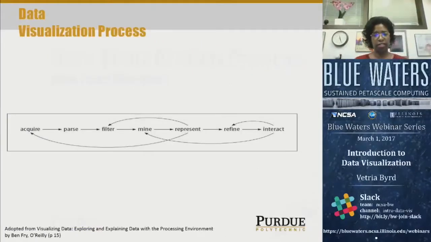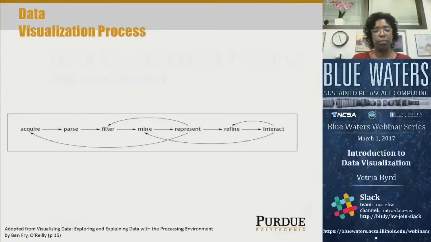So what does that process look like? This is a very good example, I think, from the book Visualizing Data: Exploring and Explaining Data with the Processing Environment by Ben Fry. This gives you an outline of the data visualization process. We're showing typically 7 steps.